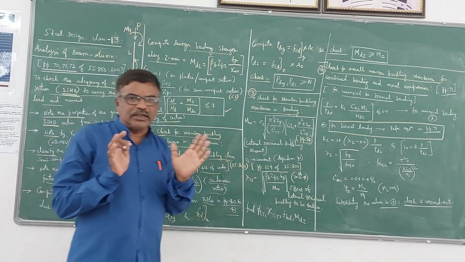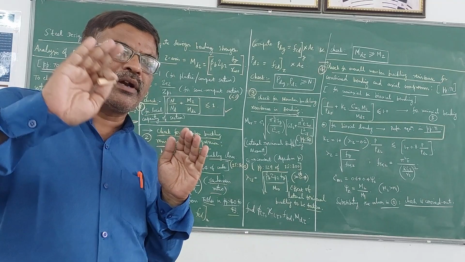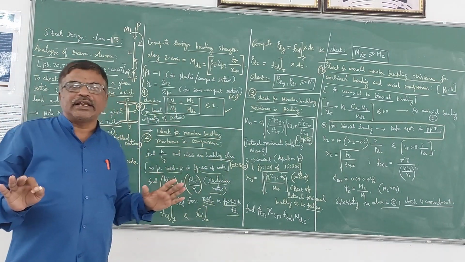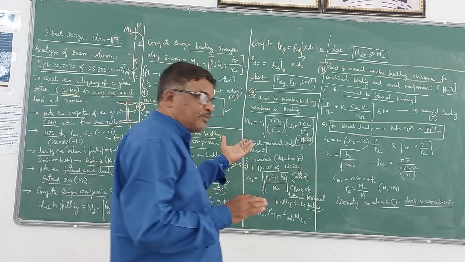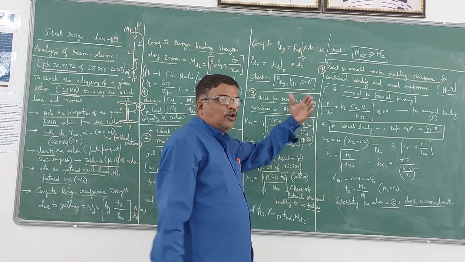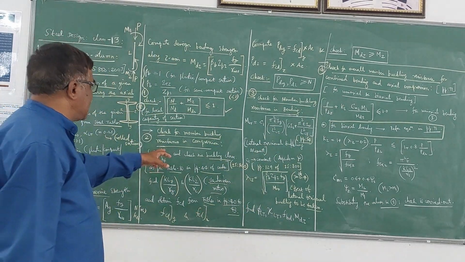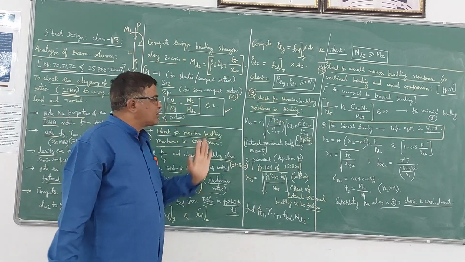So, this is in compression, next one is bending. What we are doing is, we are treating the beam column as a column separately and a beam separately, and we are checking using both the criteria. If it is okay in both the criteria, then we have to go for the combined criteria. That is what we are doing now.